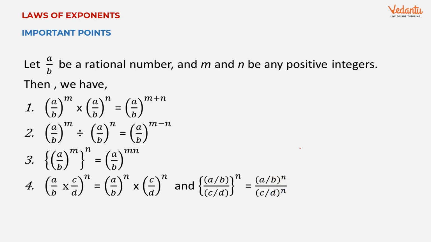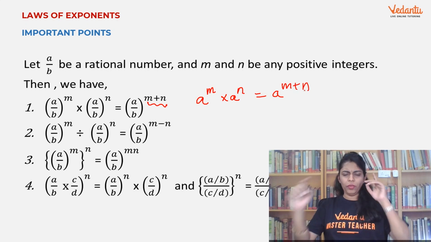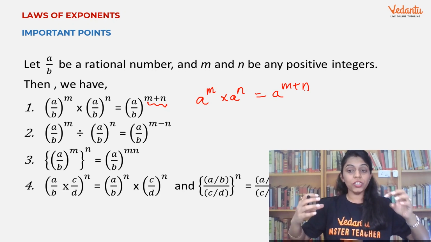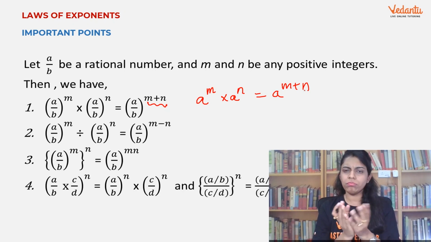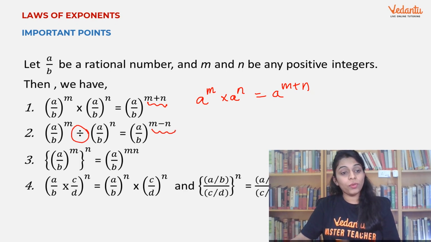Next thing coming up for us is, let a by b be a rational number and m and n be any positive integers, then we have a by b raised to the power m into a by b raised to the power n is equal to a by b raised to the power m plus n. कुछ याद आया? Same thing we have studied where a raised to the power m into a raised to the power n is equal to a raised to the power m plus n. Remember, कुछ याद आया? When the bases are same and if they are in multiplication, the exponents get added up. Same thing, अगर base same है और division में है, exponents subtract होंगे.